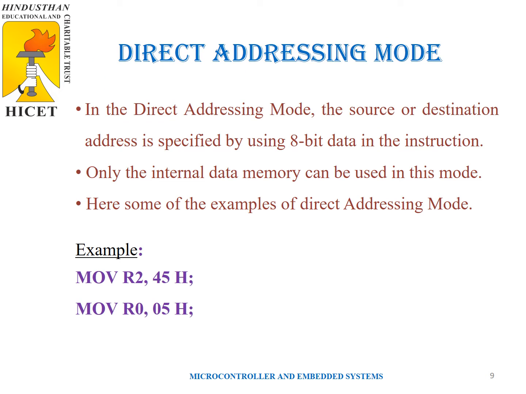Coming to the next addressing mode, that is direct addressing mode. In this addressing mode, the source or the destination address is specified by using 8-bit data in an instruction. Only the internal data memory can be used in this mode. Here we see some examples. MOV R2, 45H, MOV R0, 05H. Here 45H is the address whose content is moved to R2. Next, MOV R0, 05H. In this, the content present at address 05 is moved to R0.